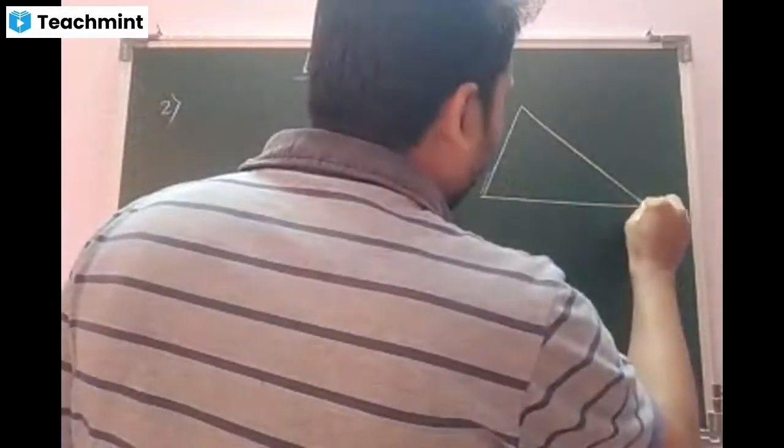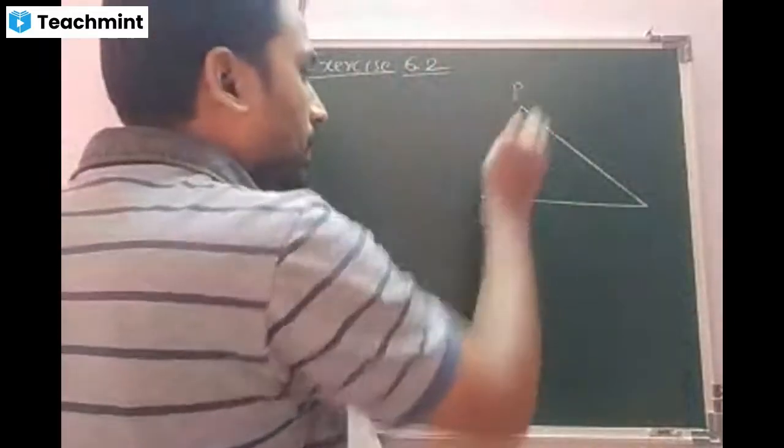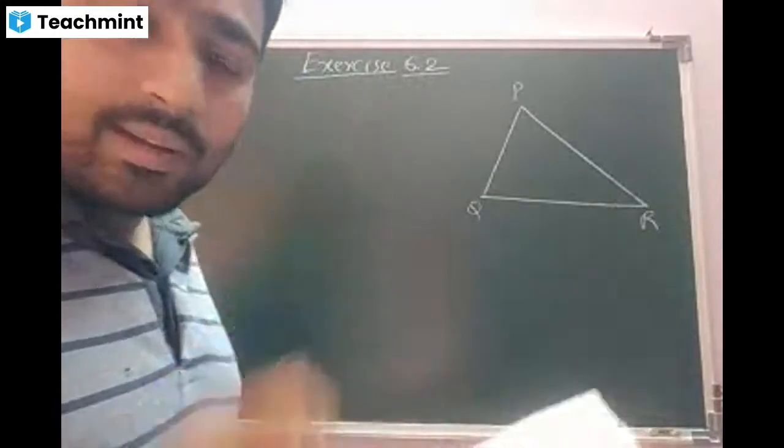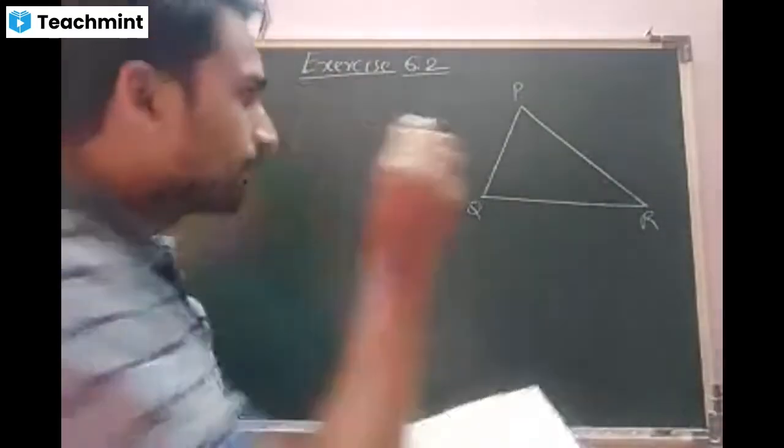Yes, sir. I'm comfortable with this particular shape, so I'll go with this. P, Q, R. Now target two sides. Which are the two sides we have to target? PQ and PR.